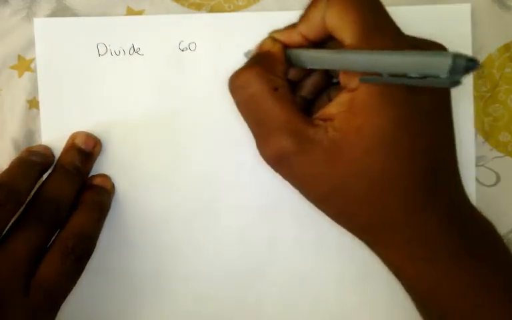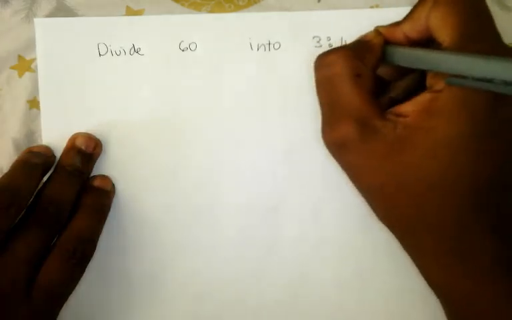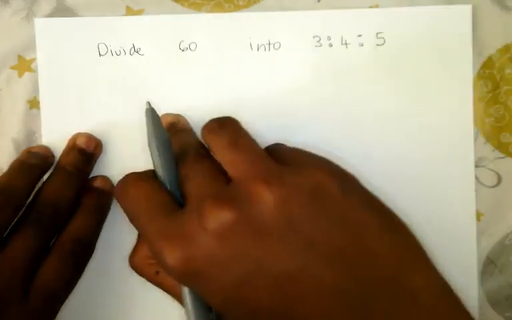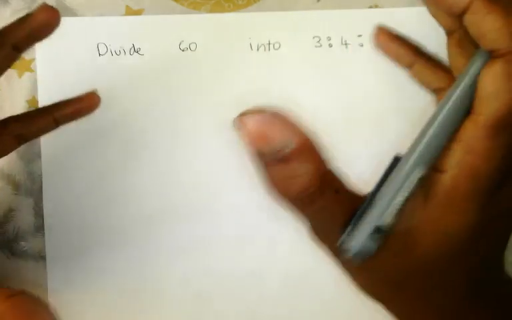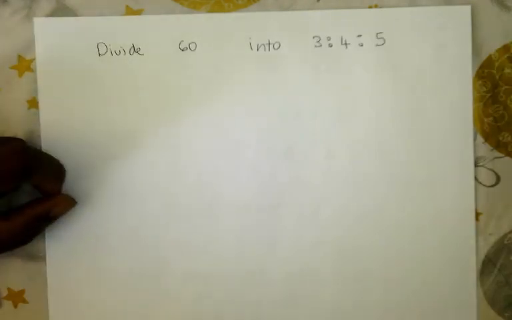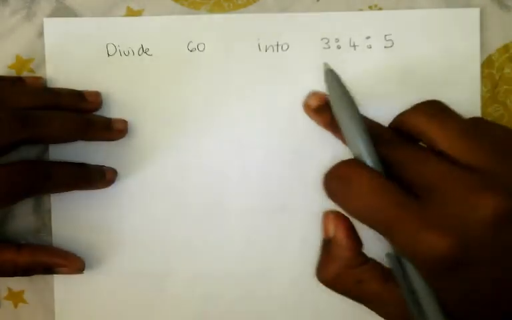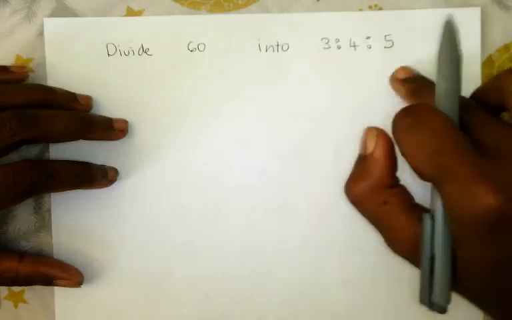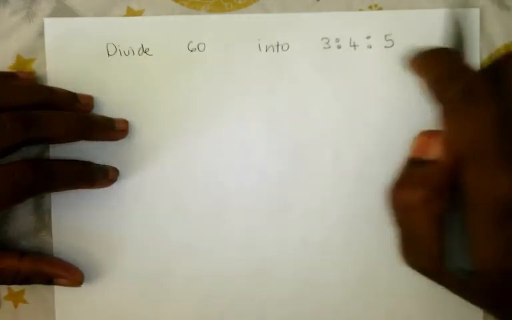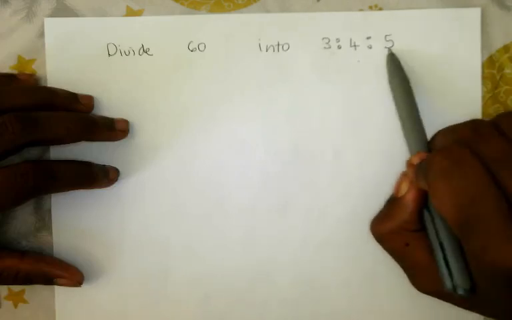into 3 is to 4 is to 5. So suppose now we're dealing with 60. Let's say a teacher brought 60 sweets, or pens, and he has to distribute them to these people according to the ratio. Meaning, if I give the first one 3 sweets, I must give this one 4 sweets, this one 5, until I've finished all the sweets.